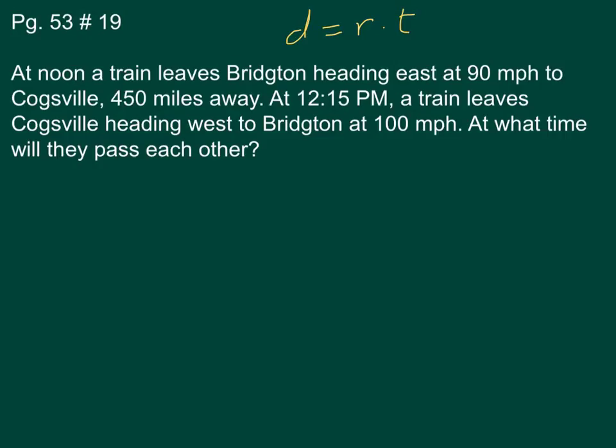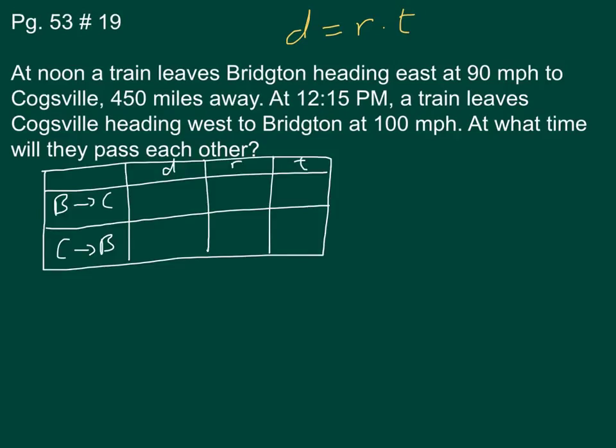One way that's really easy to do this is to set it up in a table to help keep that organized. So we're going to have the train from Bridgeton to Cogsville and from Cogsville to Bridgeton. So I'm going to set up that table. I'm just going to take the information that's given to me. First, I have the train that leaves Bridgeton at 90 miles per hour to Cogsville. So from Bridgeton to Cogsville, I know its rate is 90 miles per hour. So I'm going to fill that in there.